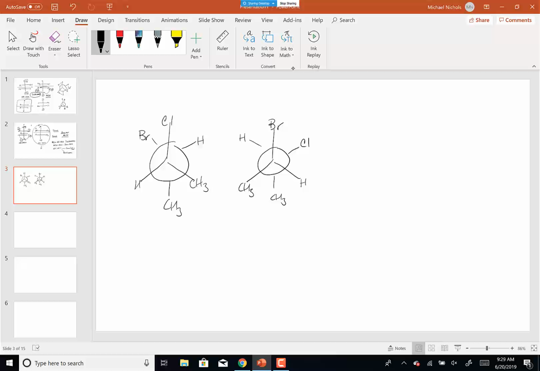This is where you consider that. Anybody have an answer? How about this? Front carbon, same or opposite? Opposite?